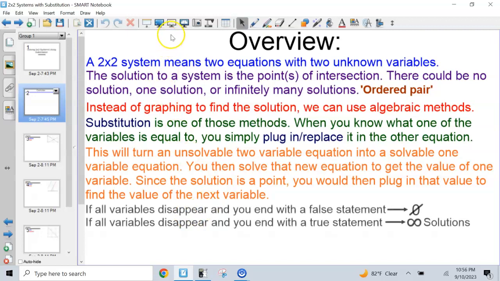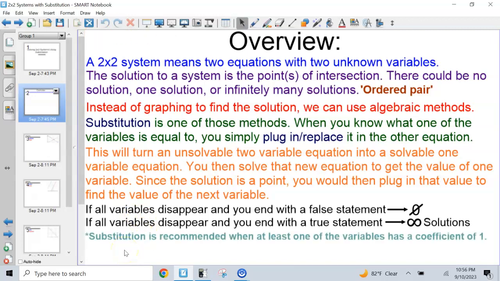By the way, if all variables disappear and you end with a false statement, you get no solution. If all variables disappear and you end with a true statement, you get infinite solutions. And lastly, substitution is recommended when at least one of the variables has a coefficient of 1.